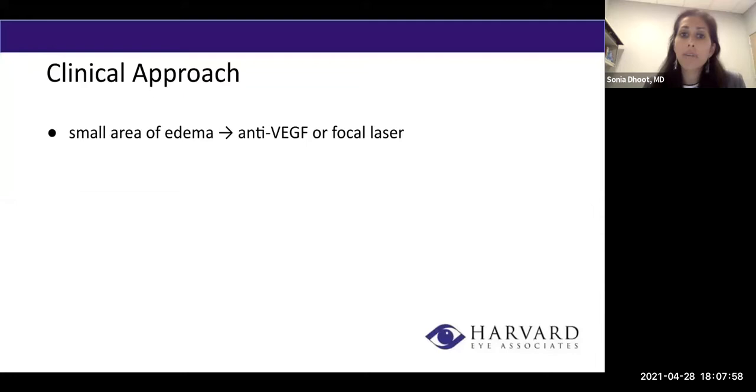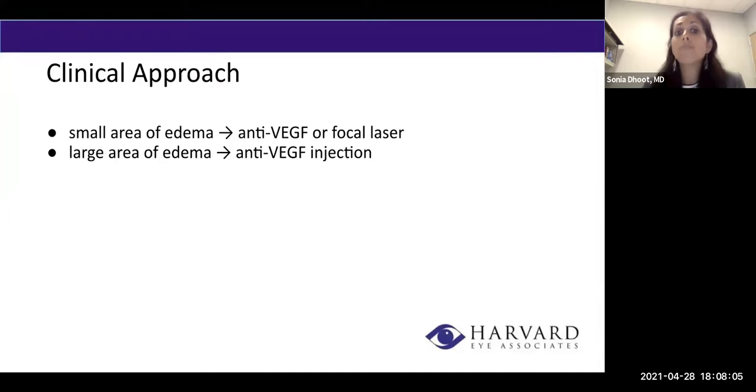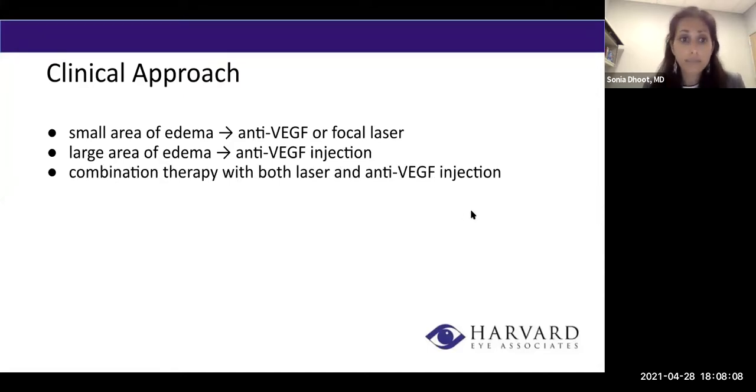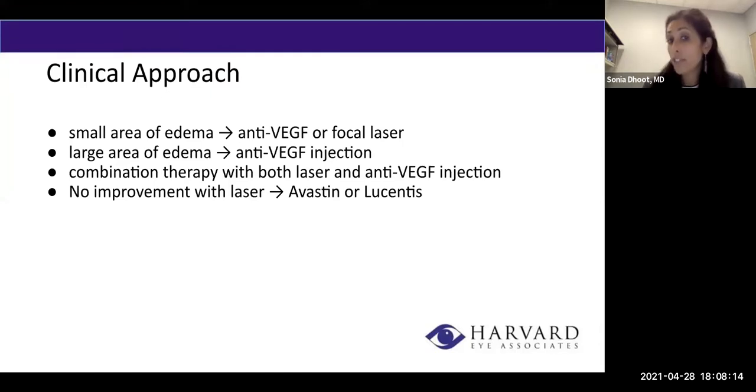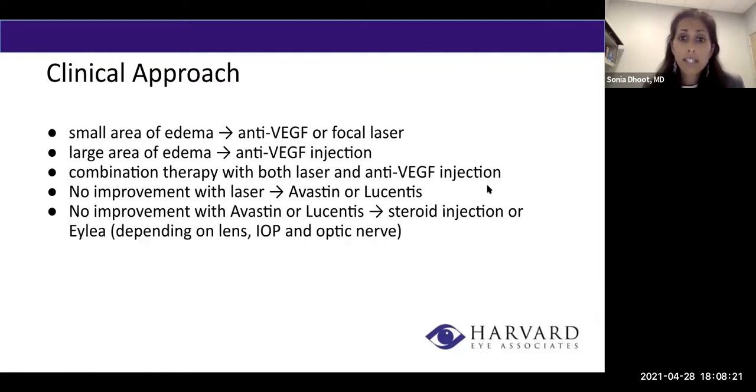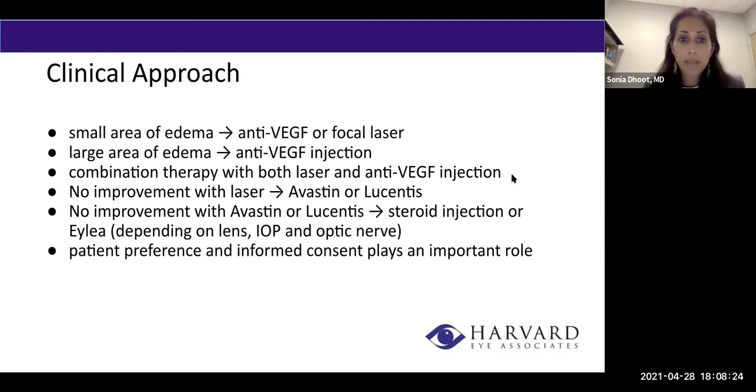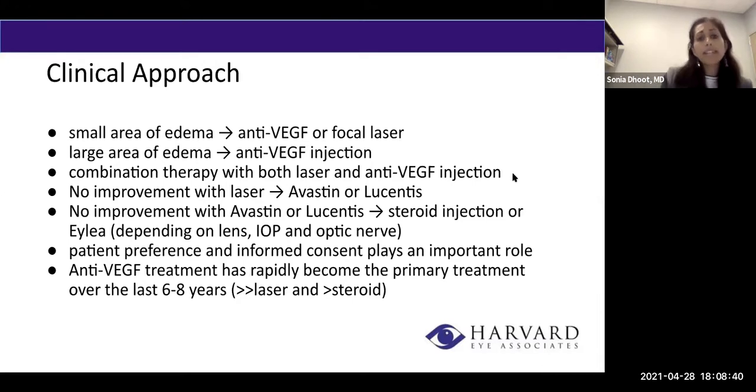So if there's a small area of edema, we can try an anti-VEGF drug. We can try focal laser. If there's a large area of edema, then probably need to go more towards the injections. And then honestly, I think diabetics in general tend to do well with a combination of treatment, whether it be a combination of laser and anti-VEGF and steroids. And then, yeah, we talked about the combination. And then obviously we have this discussion with the patient and devise a very specific plan for them. But anti-VEGF therapy has pretty quickly become the primary treatment over the last 6 to 8 years.